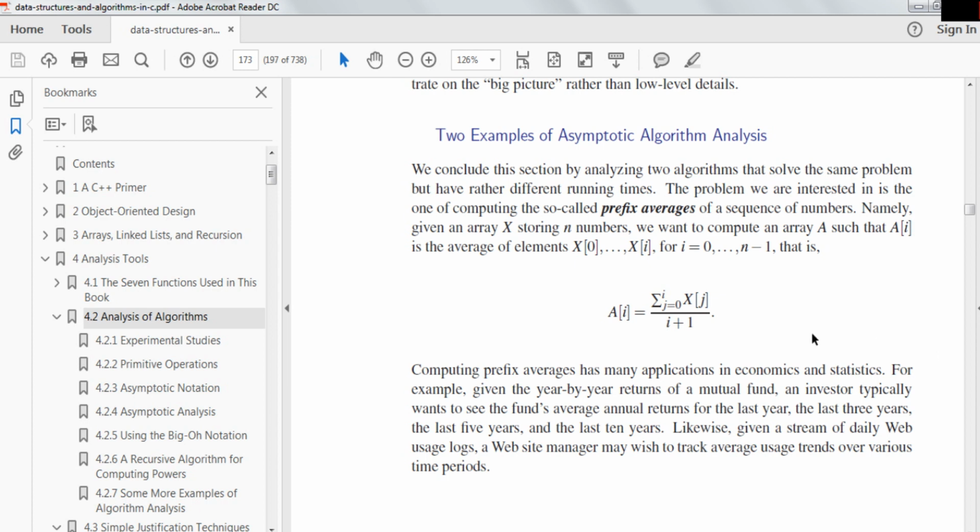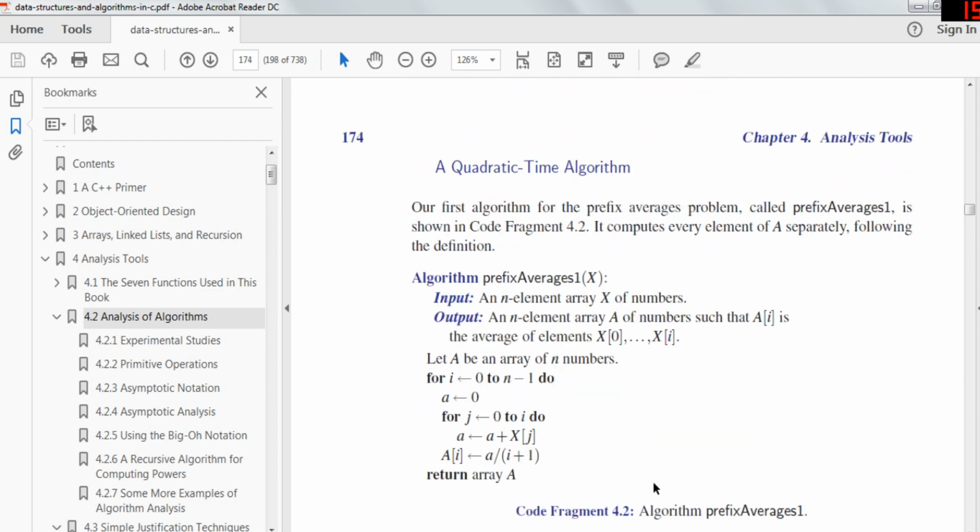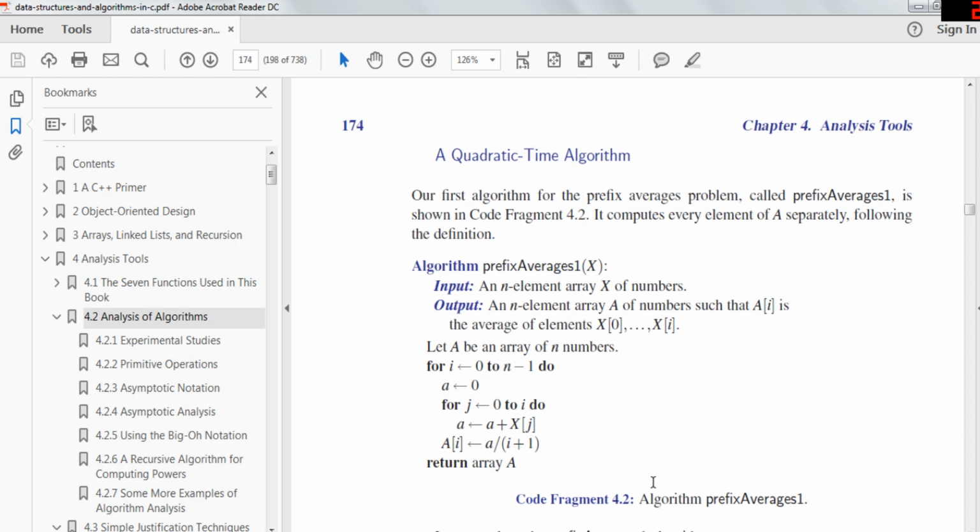To compute prefix averages, these are just applications. Likewise, given a stream. Okay. So we just want to compute the average of all the numbers in this array. That's all we're trying to do. Okay, so how do we do it? Well, you could have a quadratic time algorithm.